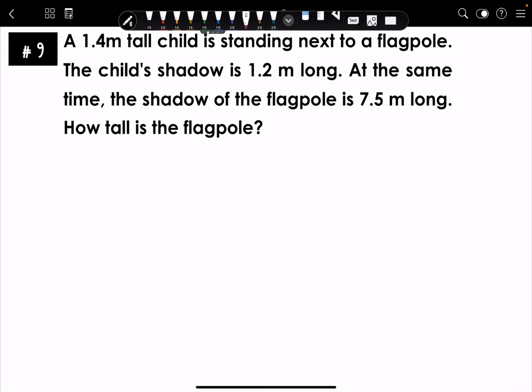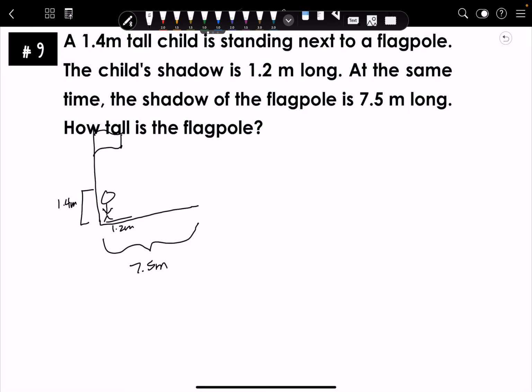All right, lastly, you've got a word problem. Whenever you've got something like this, draw a picture, y'all. All right, so a 1.4 meter tall child is standing next to a flagpole. Okay, I'm going to draw my little child. He's 1.4 meters tall, and he's standing next to a flagpole. The child's shadow is 1.2 meters long. And at the same time, the flagpole's shadow, I'm just going to draw it under, even though it's going to be overlapping in real life, is 7.5 meters long. So how tall is the flagpole?